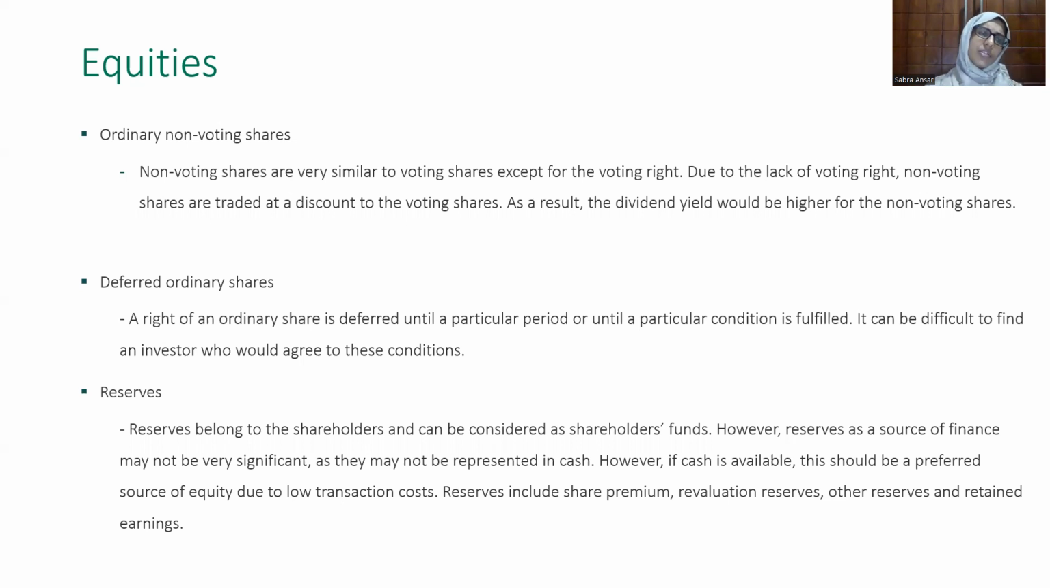Then there is another term that we use when we talk about equities, which is called a deferred ordinary share. So what is a deferred ordinary share? This is basically the right of an ordinary share which is deferred until a particular period, or even a condition which needs to be fulfilled. It can be difficult to find an investor who could agree to this particular condition, whether it is a condition or a period. So it will be a little difficult to find someone who would invest in it.